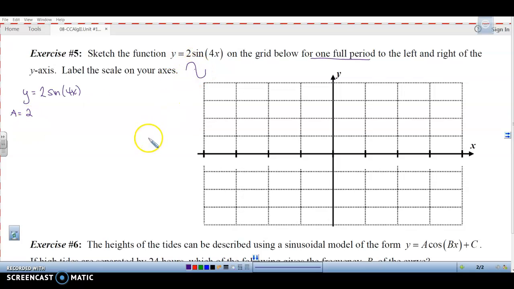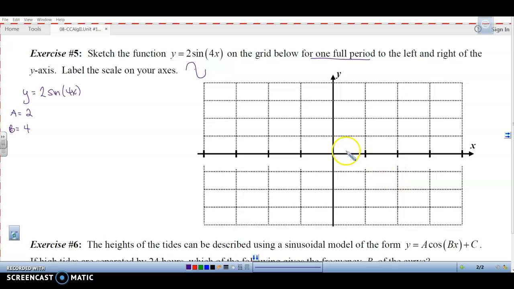The next thing that we need to figure out is the frequency. What is the frequency on this? It would be the B value. The B value is actually going to be 4. So what we need to figure out is, if the B value is 4, what period is going to have this frequency of 4? That means within 2 pi, we are actually going to have 4 complete revolutions.